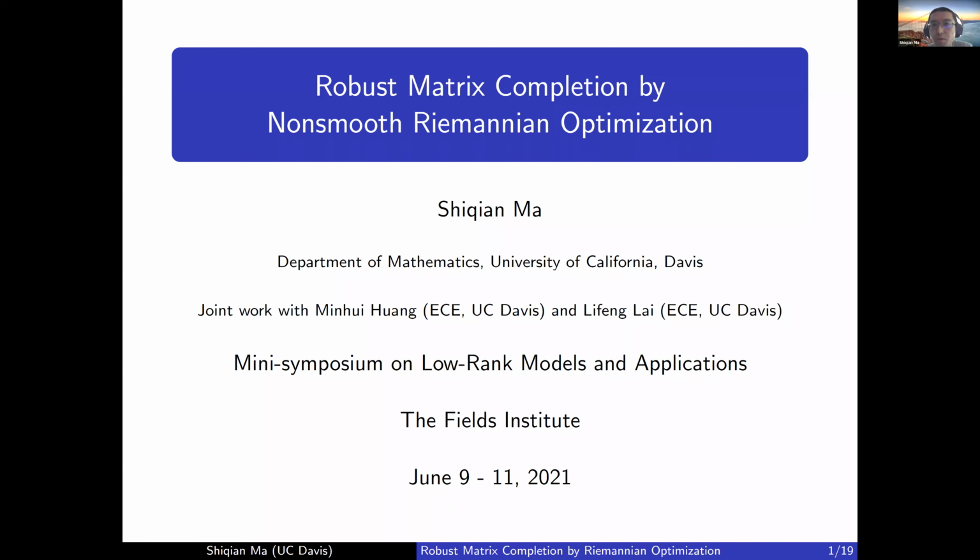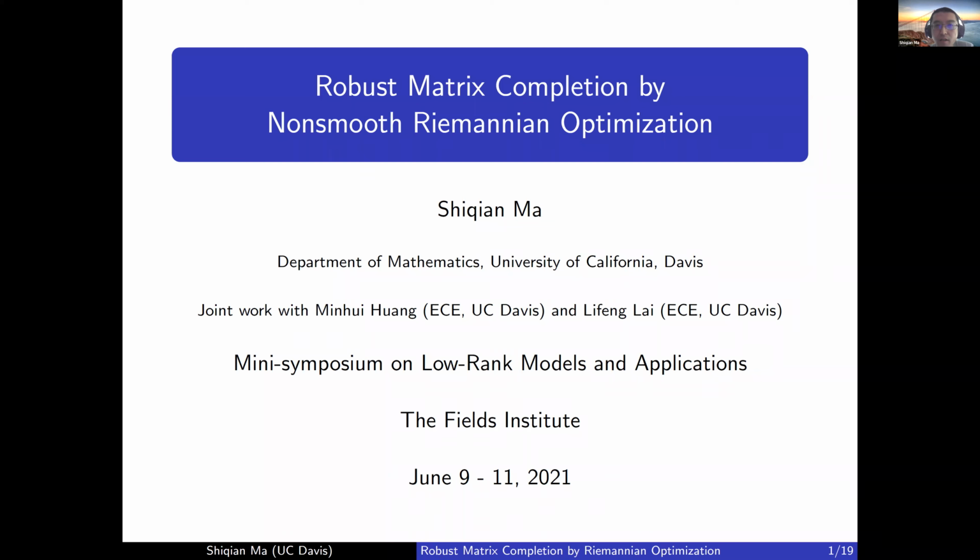So my talk will be closely related to what Andrew just talked about, and also related to what Renee just commented after Andrew's talk. So I will talk about robust matrix completion by nonsmooth Riemannian optimization. Basically, we target to solve this robust matrix completion problem, and we provide a new model for it. More specifically, we model this problem as a Riemannian optimization problem with nonsmooth objective function.